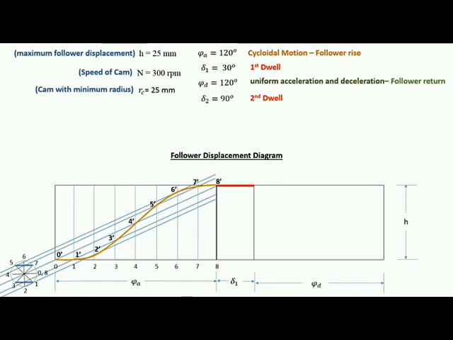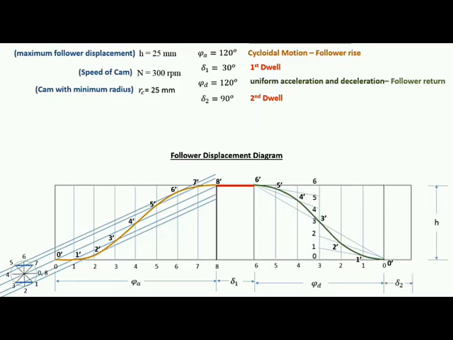So in this we will make a vertical rectangle box, and we will divide this phi D in 6 equal parts, and also the center line we will divide in 6 equal parts. Now we'll draw a diagonal like this, and we'll draw lines like this. Now we'll mark the points 6, 6 dash, 5, 5 dash, 4, 4 dash, 3, 3 dash, 2, 2 dash, 1, 1 dash, 0, 0 dash. And this is the final displacement curve when the motion is uniform acceleration and deceleration, and this is the second dwell, that is angle 90 degrees.